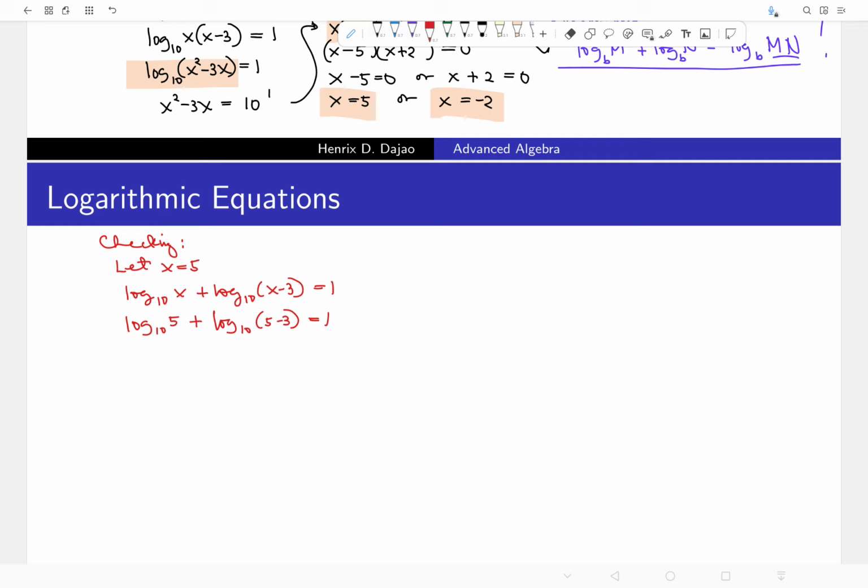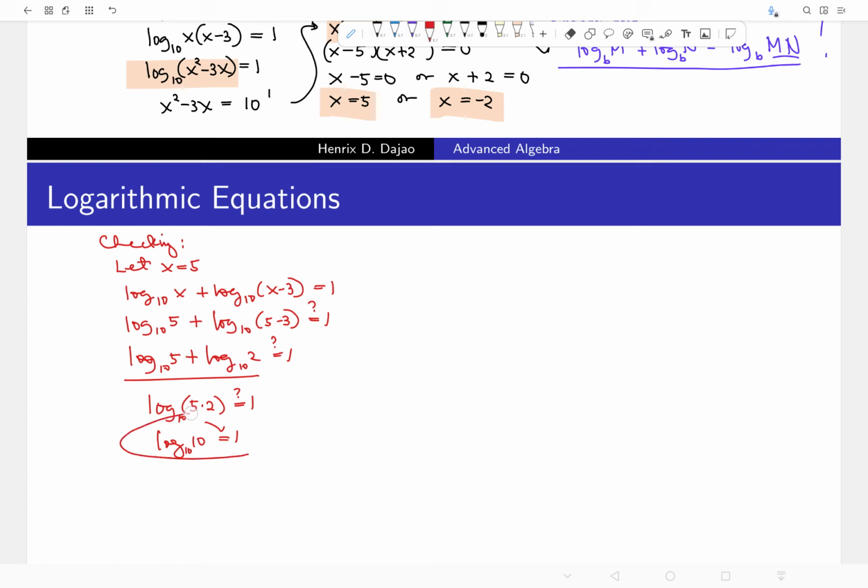So, of course, simplify first. Log 10 of 5 plus log 10 of 2, that's 1. Combine using a property. So this becomes log of 5 times 2. All right, then that's 1. So this becomes log 10 with base 10, that's equal to 1. Yes, indeed, that's equal to 1.